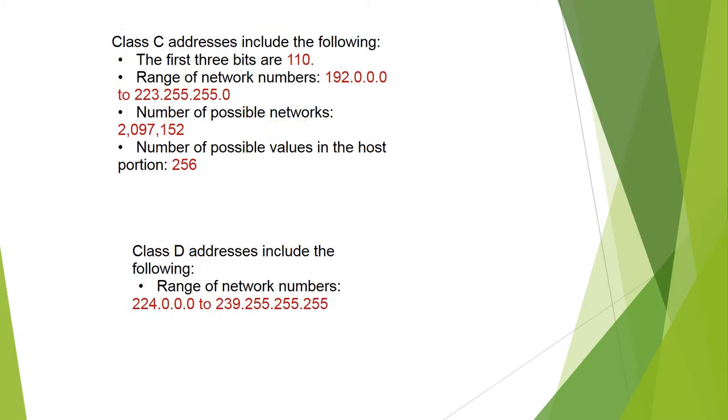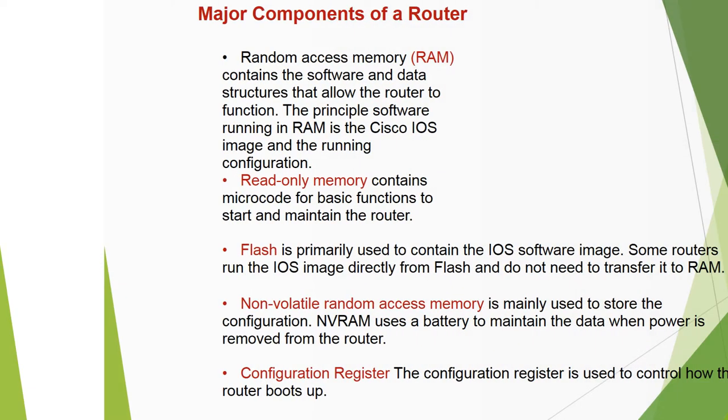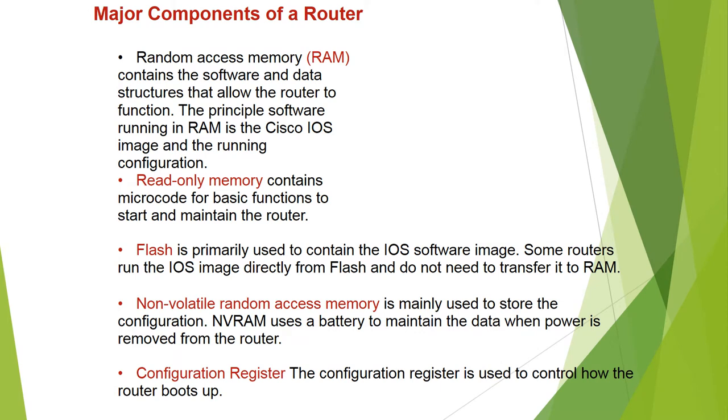The first 3 bits are 110, and the range of network addresses is 192.0.0.0 to 223.255.255.0. The number of possible networks is 2,097,152, and the number of possible values in the host portion is 256. Class D addresses include the following. The range of network numbers is 224.0.0.0 to 239.255.255.255.